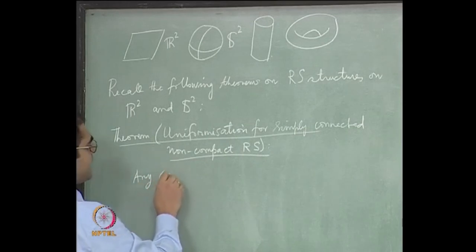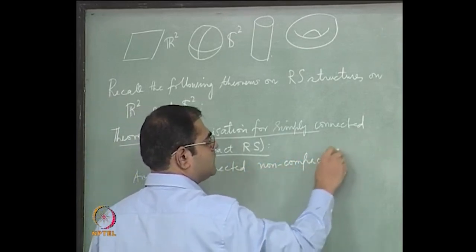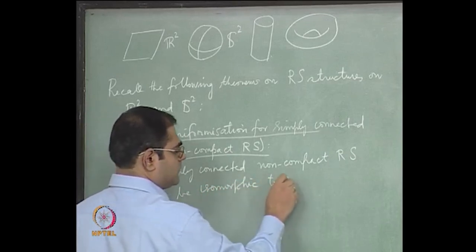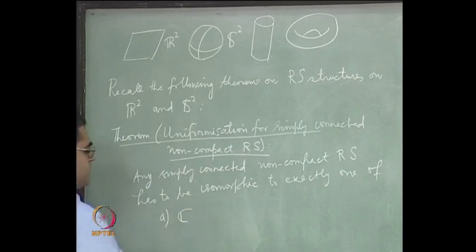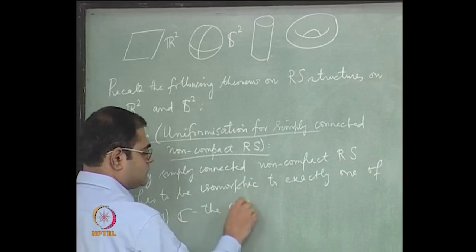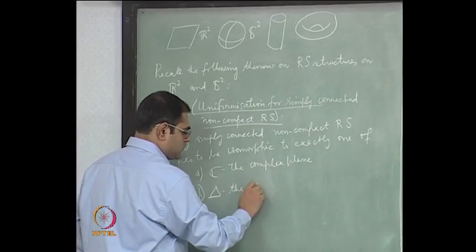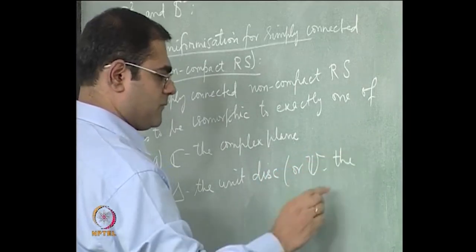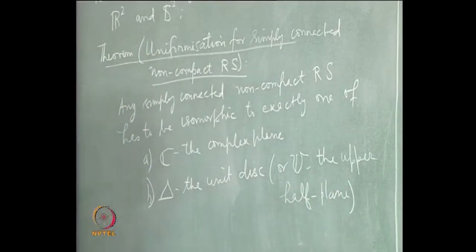Any simply connected non-compact Riemann surface has to be isomorphic to exactly one of A, C, the complex plane, B, delta, the unit disk, or U, the upper half plane. Okay. So this is the uniformization theorem for simply connected non-compact Riemann surfaces.